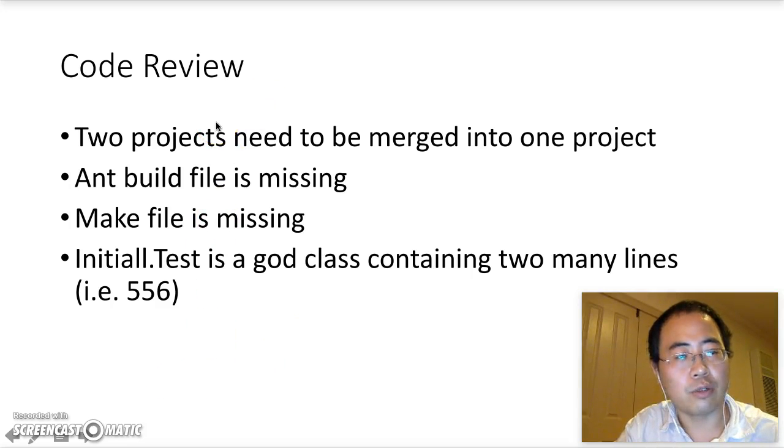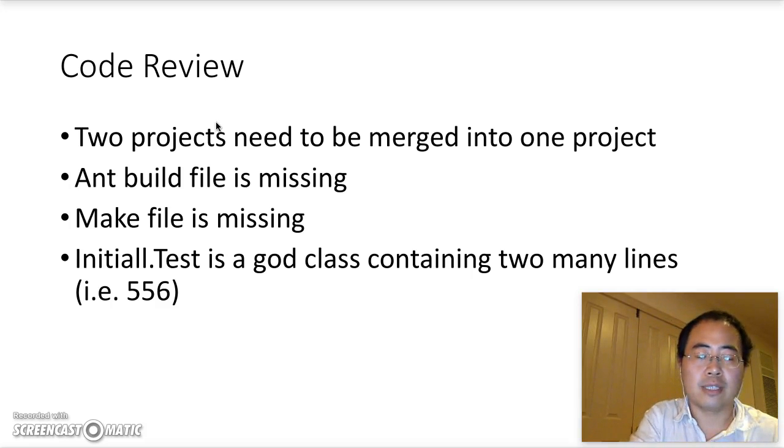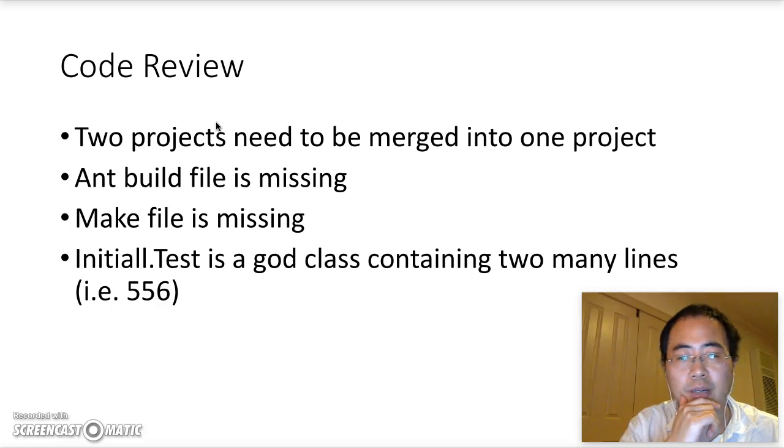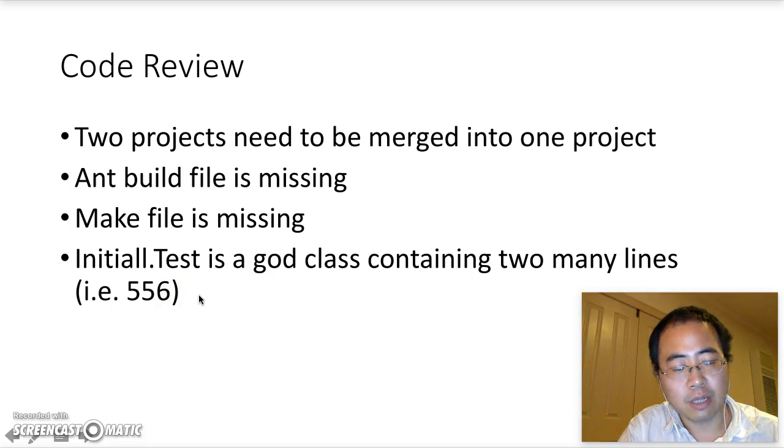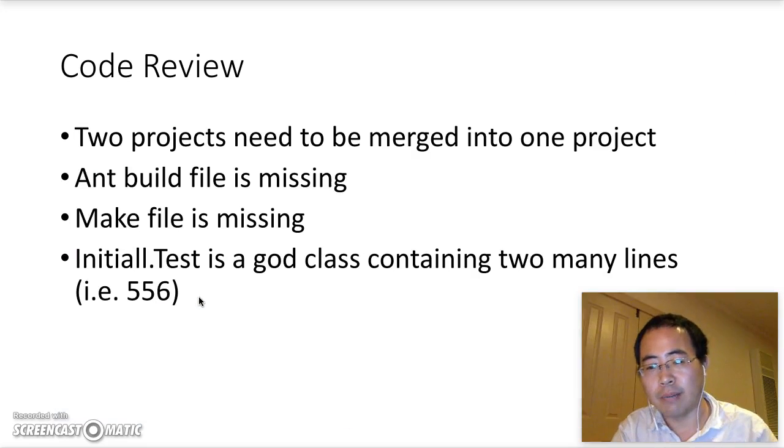When it comes to code review, the first problem is that we divided our code into 2 projects. That is inconvenient for the final artifact generation. So we need to combine 2 projects into 1. And the second problem we need to deal with is that the ant and the make files are missing. So we need to add them. The final part is the test class is a God class, which has too many lines. That is unmaintainable and unmanageable.